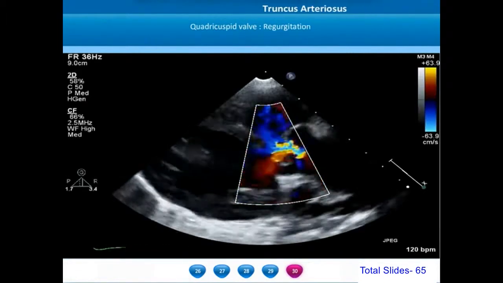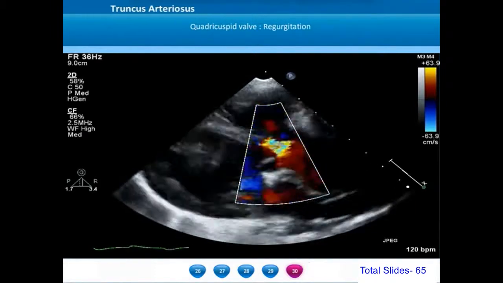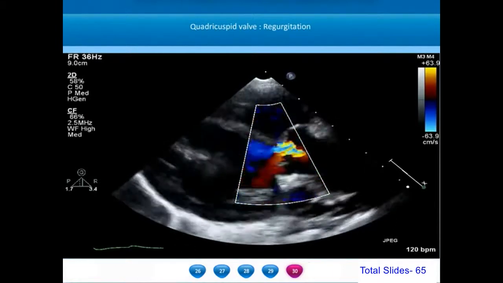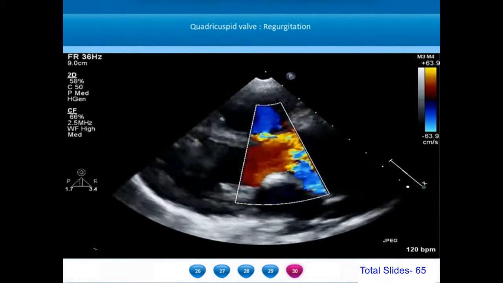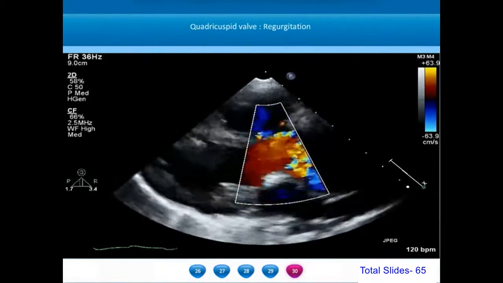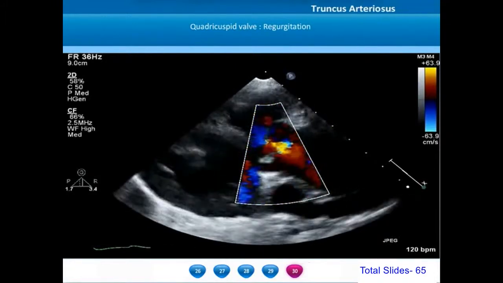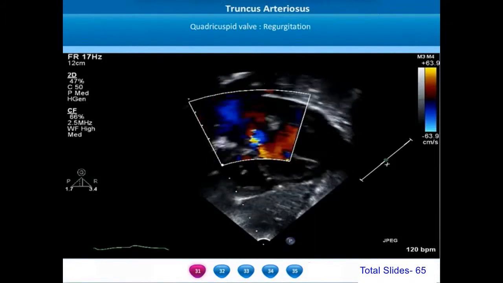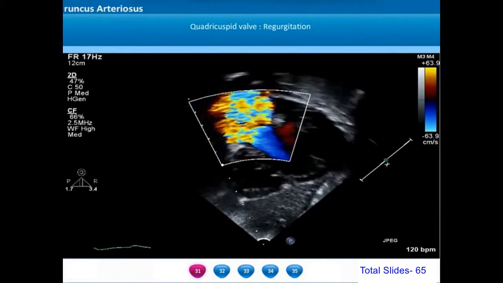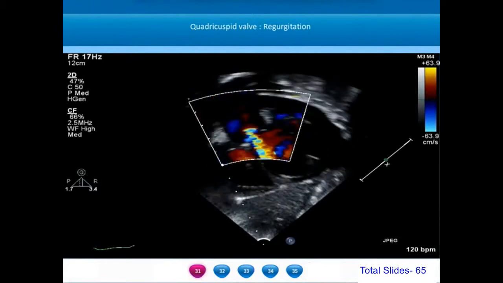Whenever a truncal valve is malformed, there will be some degree of truncal valve regurgitation. The same will happen when the truncal root is dilated also. So we need to assess the truncal root dimensions and the truncal valve annular dimensions in every patient with truncus arteriosus. Quadricuspid truncal valve associated with a mild truncal regurgitation, the regurgitant jet is directed towards the left ventricle in this patient.